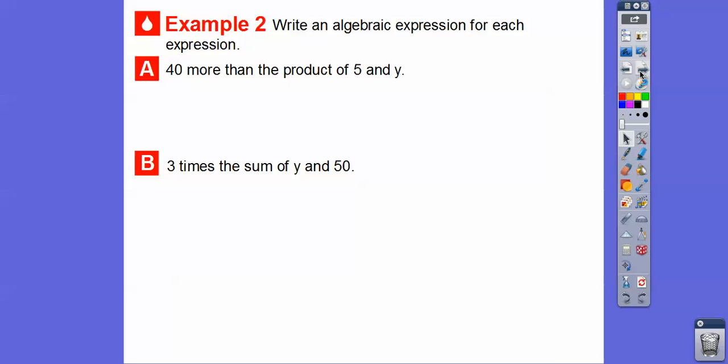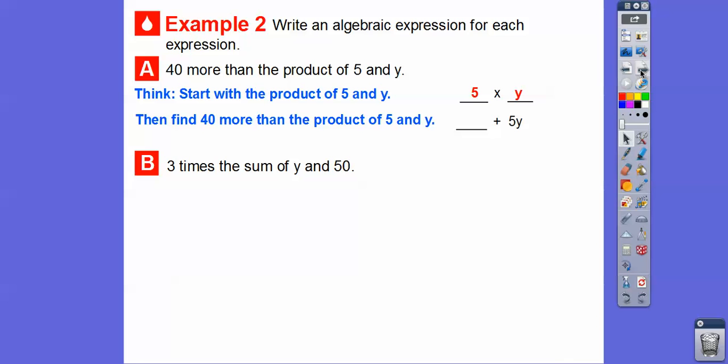So here's an example. Write an algebraic expression for each expression here. So 40 more than the product of 5 and y. What we have to do first, you guys, is start with the product of 5 and y. Product means multiply, so 5 times y. Now we're going to do 40 more than that. So 40 more than that means something plus 40, or 40 plus that something. So it's going to be 40 plus this product right there. It's 40 more than the product of 5 and y. Here's the product of 5 and y, 5y. That means 5 times y. So it's going to be 40 plus that 5y.